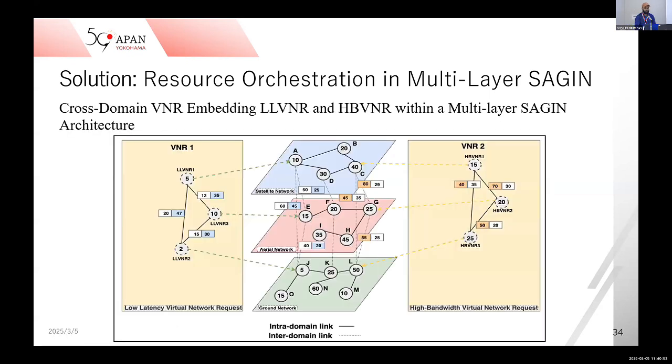For cross-domain VNR embedding, as I just discussed, we have given the request of two VNRs. One was related to low latency, the other to high bandwidth. In this way, these VNRs are placed on all three networks of SAGIN: the ground network, the aerial network, and the satellite network. Based upon that, we are highlighting our results.